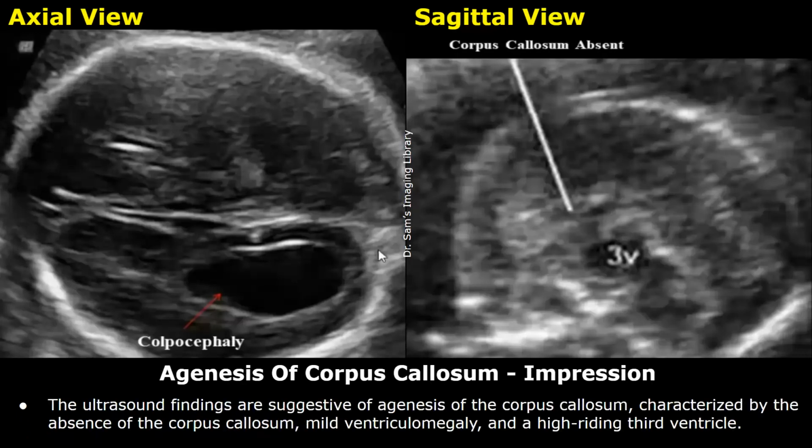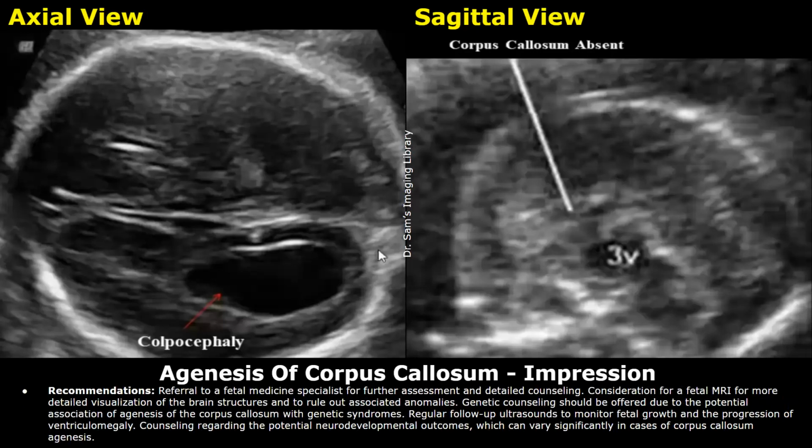And here is the impression. Ultrasound findings are suggestive of agenesis of the corpus callosum, characterized by the absence of the corpus callosum, mild ventriculomegaly, and a high-riding third ventricle.